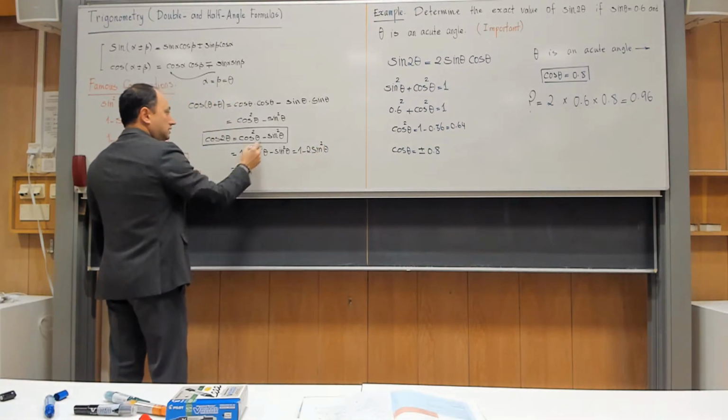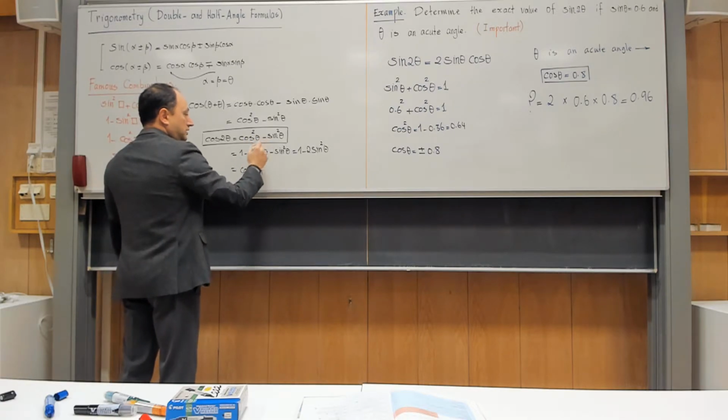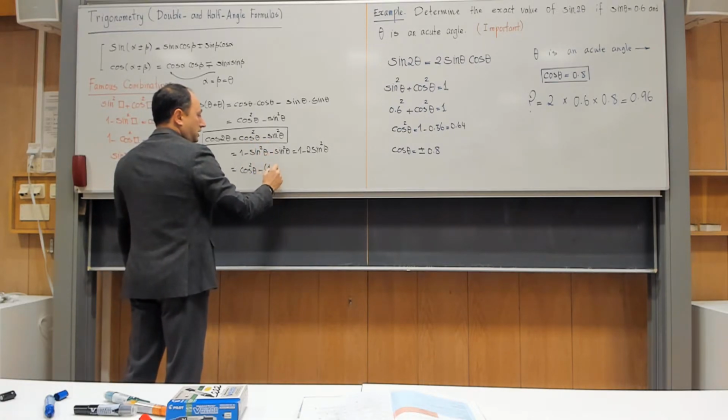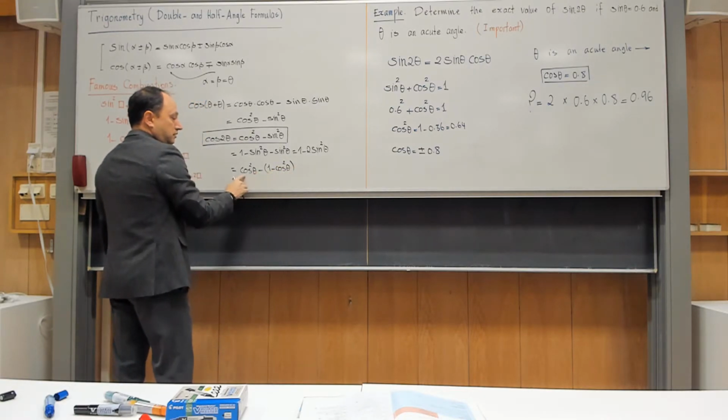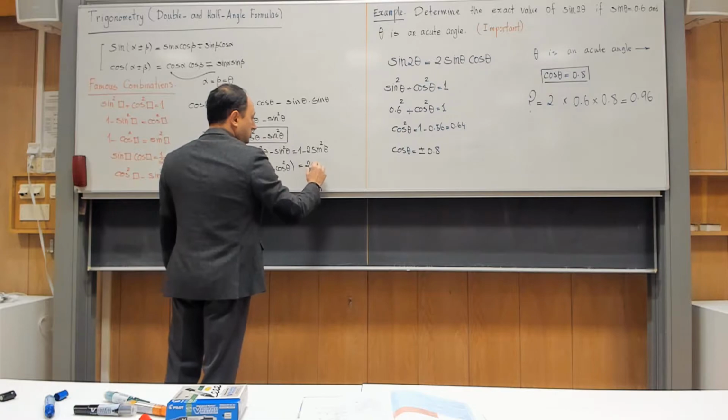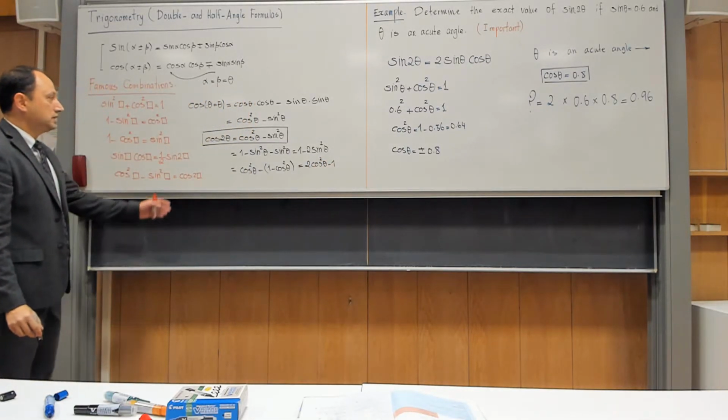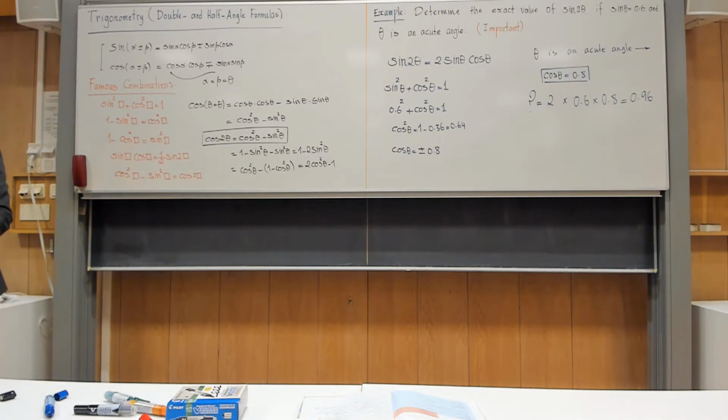Or you can keep cosine squared, and then what? You write minus 1 minus cosine squared. But then minus cosine becomes positive cosine, so it becomes 2 cosine squared theta minus 1. So this is why usually you see 3 formulas, 3 alternatives. I cannot say there are 3 different formulas. There are 3 alternative ways to write cosine 2 theta.